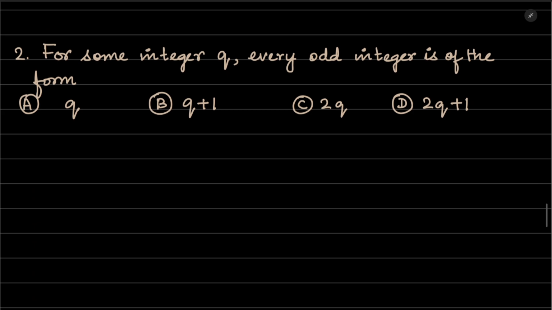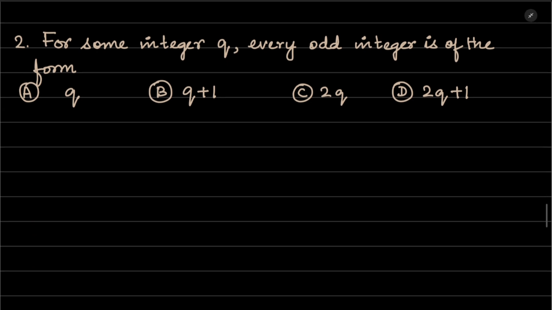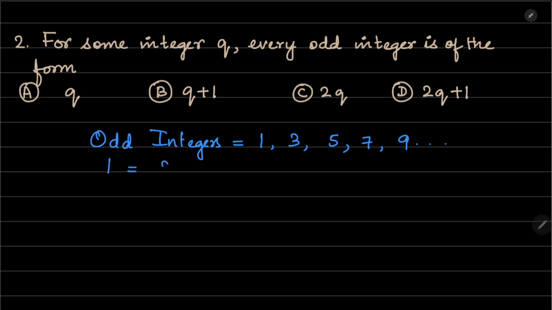For some integer q, every odd integer is of the form q, q plus 1, 2q, or 2q plus 1. The same way, let's do it. What are these odd integers? Odd integers are 1, 3, 5, 7, 9 and so on. Now, how can I write 1? 1 I can write as 2 multiplied by 0 plus 1. So 2 multiplied by 0 is 0, plus 1, which is 1.